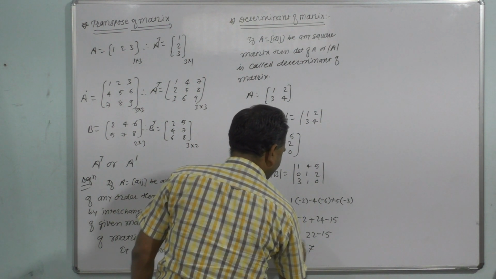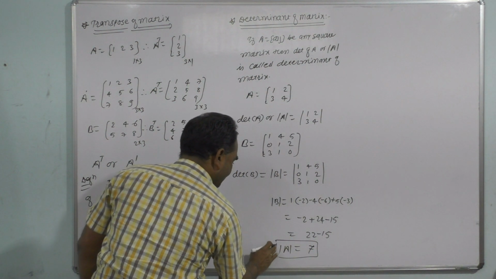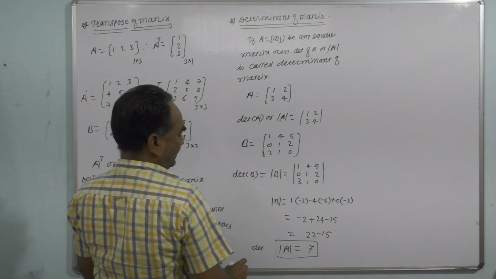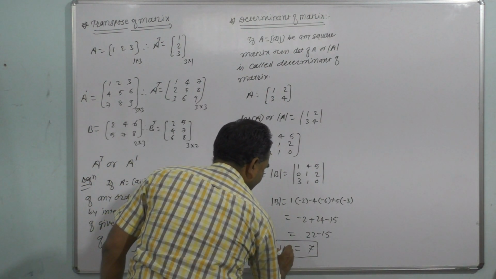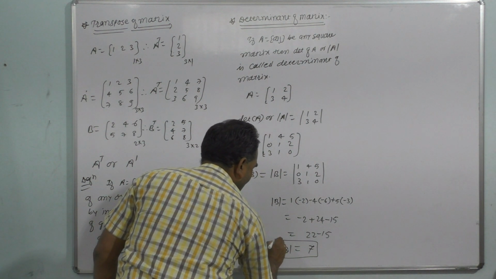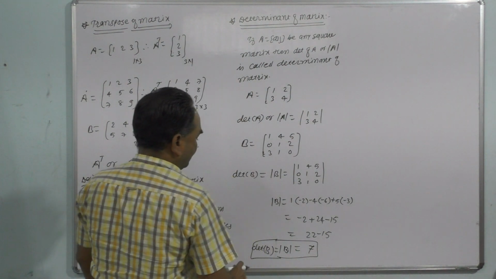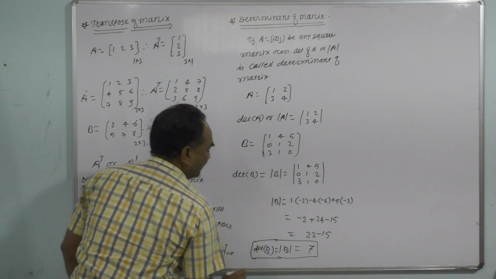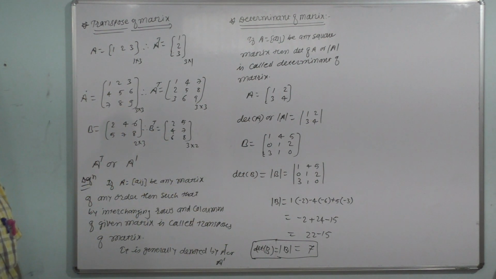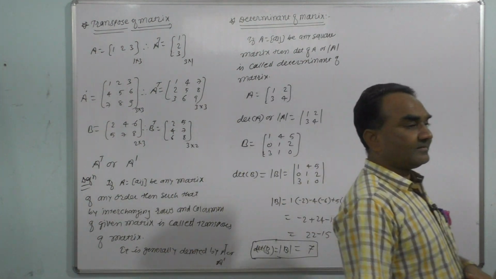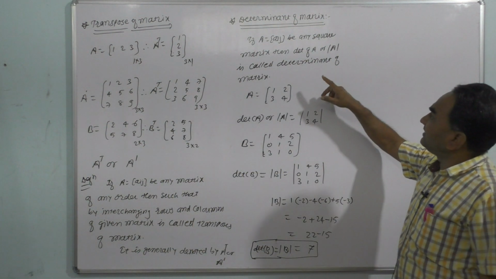Determinant of A is equal to 7. Or this is also called det of A, and det of B is equal to determinant of B. Determinant of B is equal to 7. This is called the determinant of a matrix. Which condition must be satisfied for the determinant of a matrix?